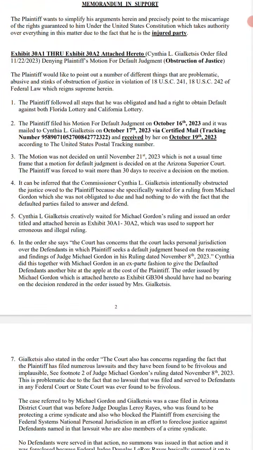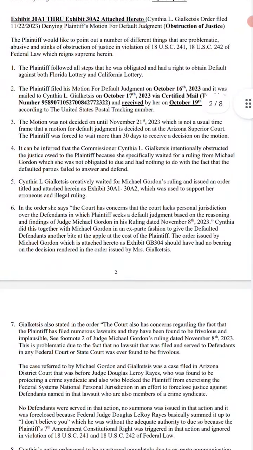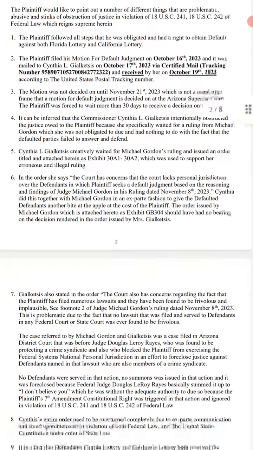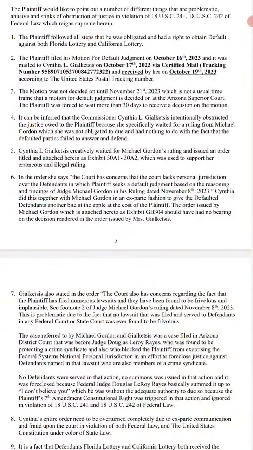Okay, number two, let's get right into it. The plaintiff filed his motion for default judgment on October 16, 2023, and it was mailed to Cynthia L. Gialketsis on October 17, 2023 via certified mail tracking number 95890710527008427772322 and received by her on October 19, 2023 according to the United States Postal tracking number.